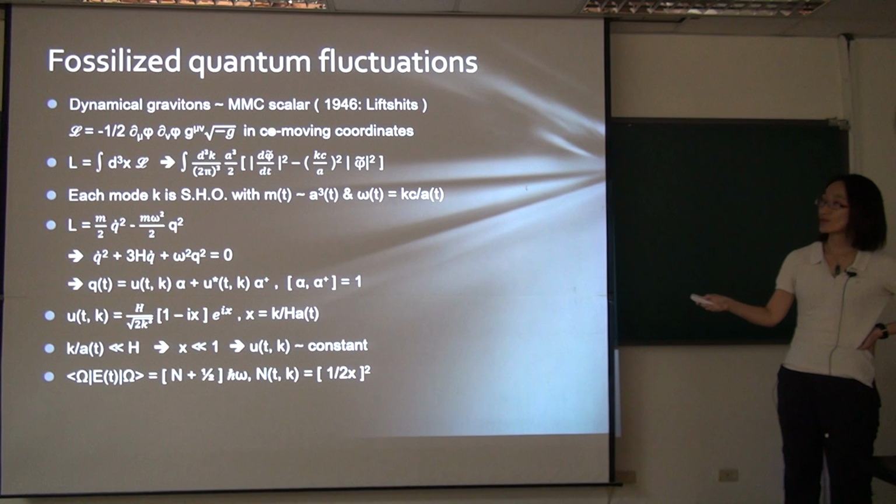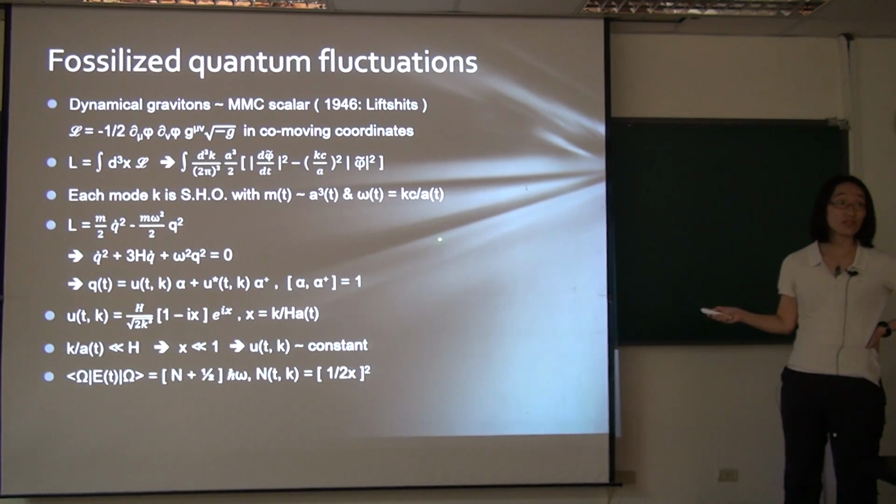So this is the Lagrangian density in comoving coordinates, and you can take the Lagrangian and do the spatial Fourier transform. Then you find this Lagrangian looks like a time-dependent simple harmonic oscillator with mass roughly a^3, and angular frequency equal to k c divided by a. You can see one half m x dot squared, one half m omega squared x squared. So this is a time-dependent simple harmonic oscillator.